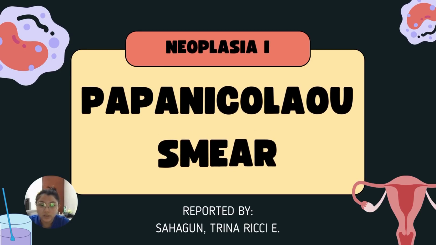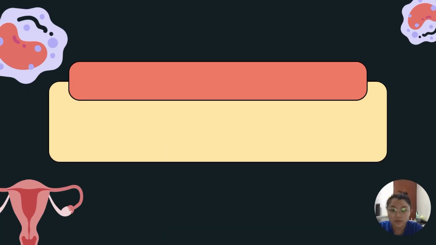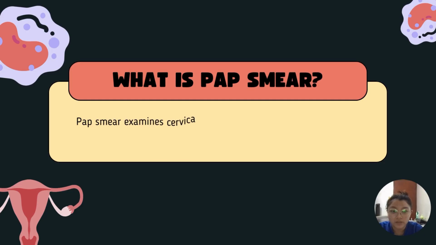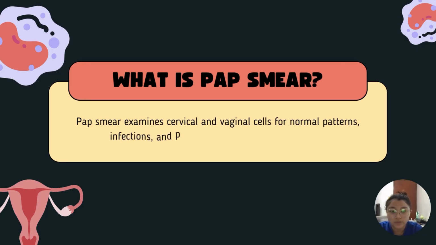I'll be discussing the pap smear, including its significance, normal and abnormal cellular findings, specimen collection, and interpretation. To start, the Papanicolaou test or pap smear is a screening tool that allows us to examine cervical and vaginal epithelial cells to detect normal patterns, hormonal influences, infections, and precancerous or cancerous changes.